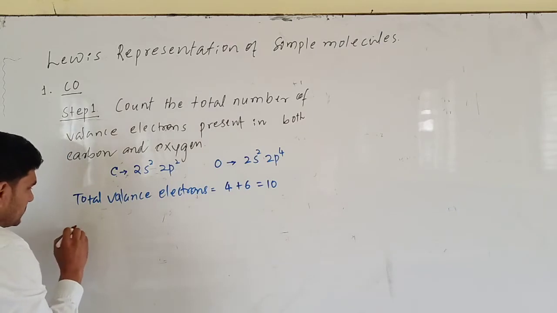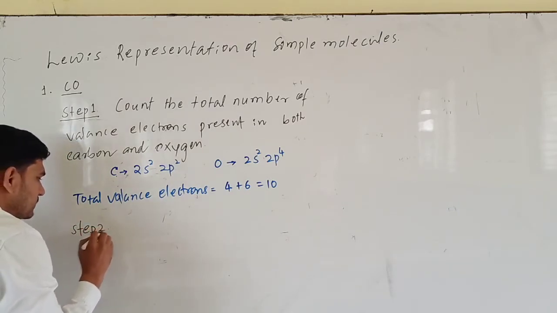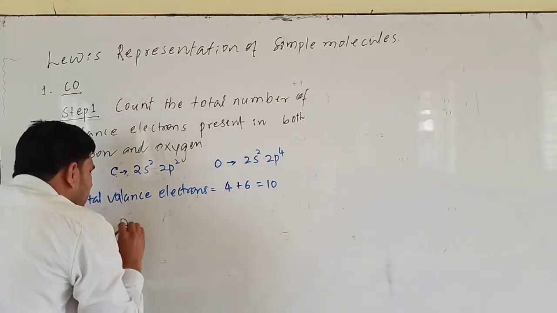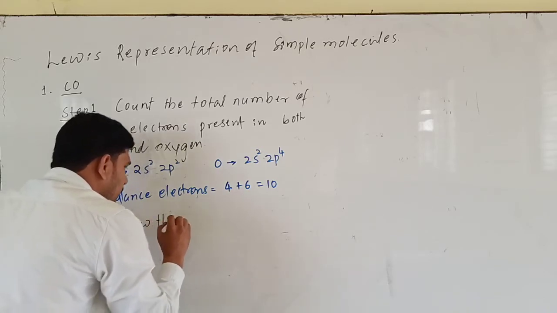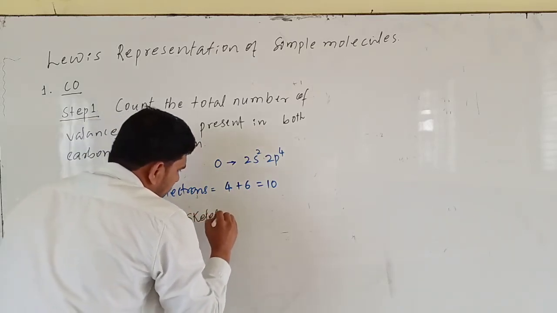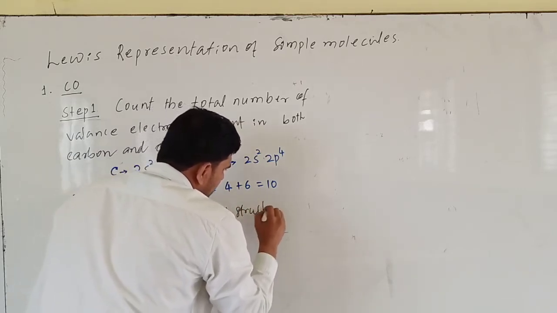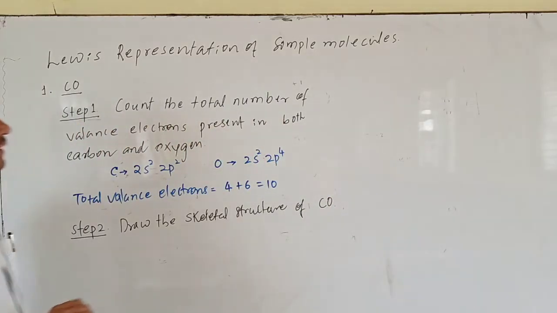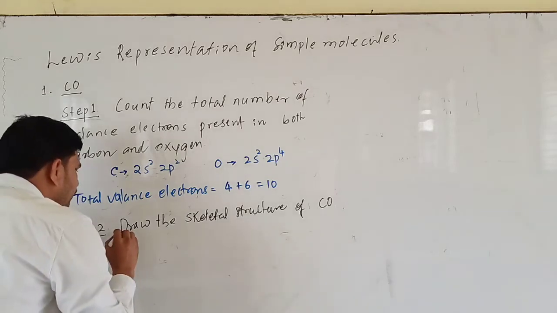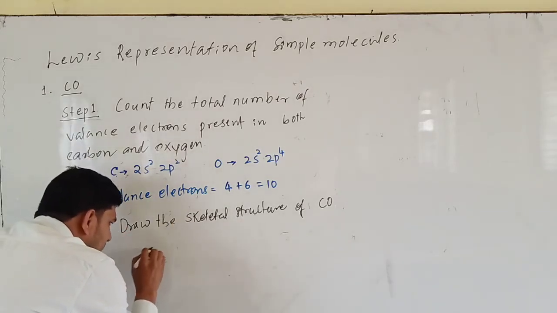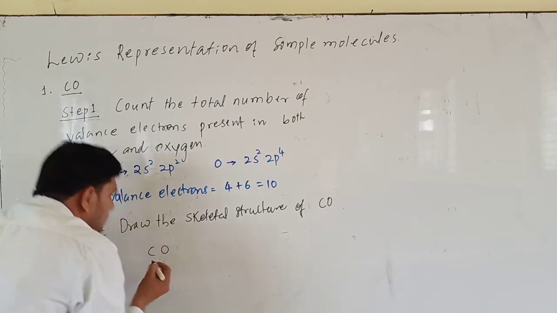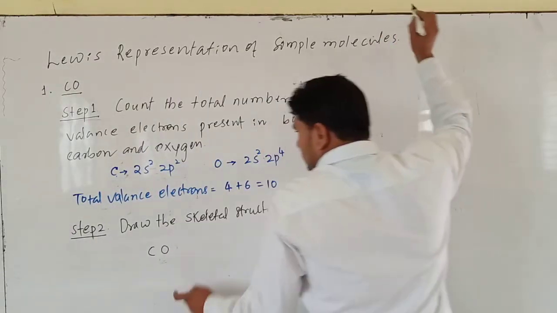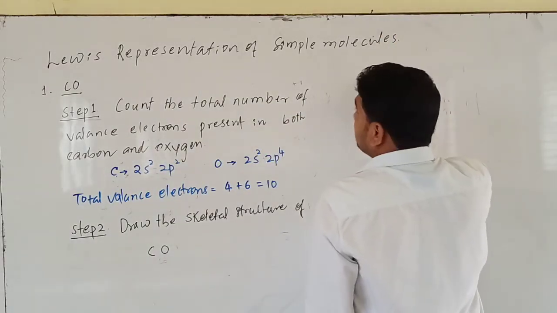Step 2. What is step 2? Step 2 is draw the skeletal structure of carbon monoxide molecule. Skeletal structure means how we can write the skeletal structure of carbon monoxide. See, carbon along with the oxygen. This is the skeletal structure of carbon monoxide. Okay, this is step number 2. Always we need to draw a skeletal structure.